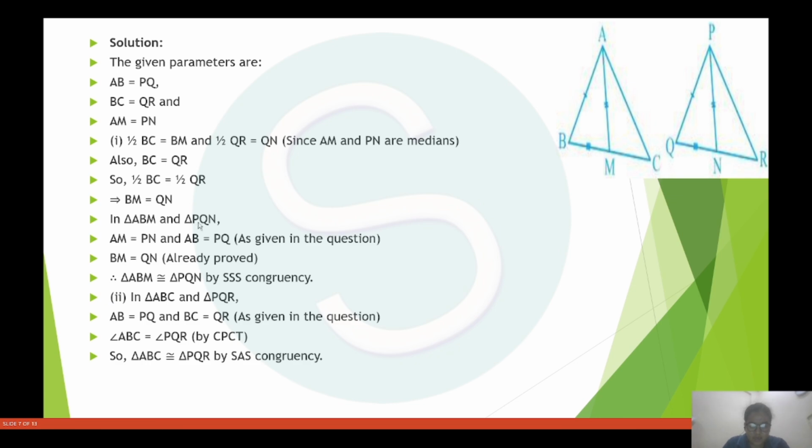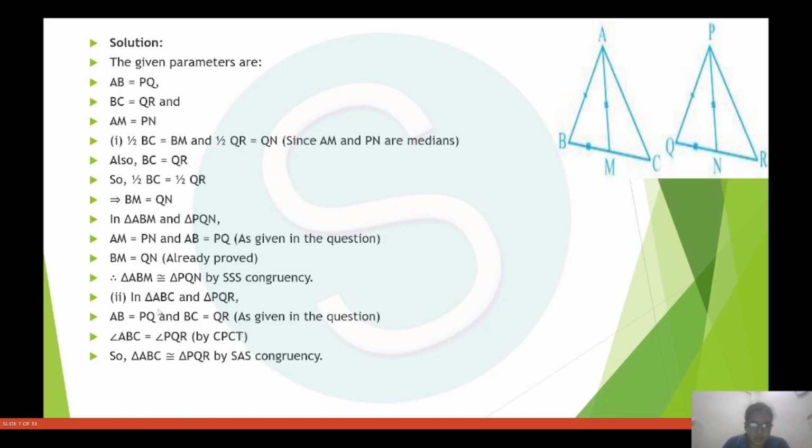So in triangle ABM and triangle PQN, AM equals to PN given to us. BM equals to QN. We proved here that is BC का half and QR का half are equal. And thirdly we have AB equals to PQ, which is again given in question. So by side side side we proved triangle ABM is congruent to triangle PQN.